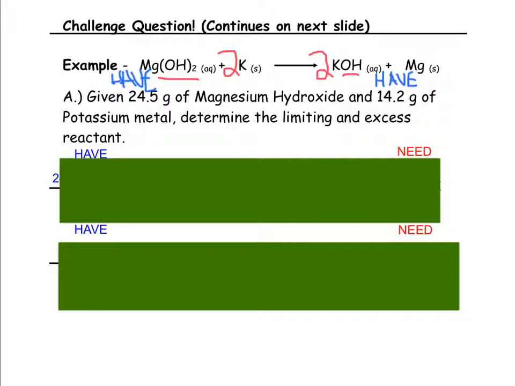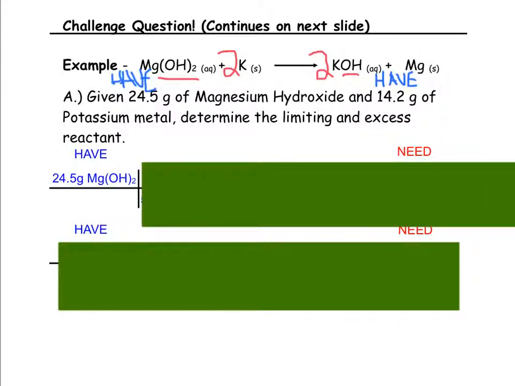So we're going to solve from one reactant to another. In this case, let's just go ahead and start with our magnesium hydroxide. So magnesium hydroxide in this example is going to be our A. This is what we're starting with. And we're going to convert to our potassium, which means potassium is going to be our B.